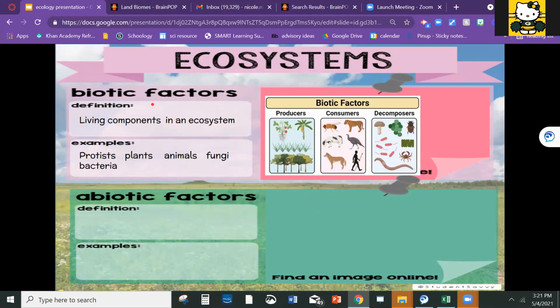If biotic are the living things of an ecosystem, the prefix a means not. So these are the non-living things in an ecosystem. Examples of abiotic factors include water, soil, air, light, minerals, and temperature.